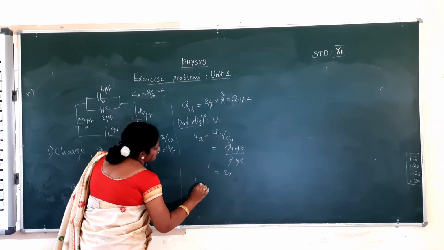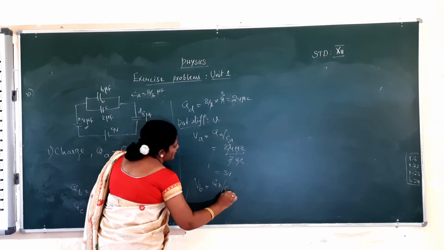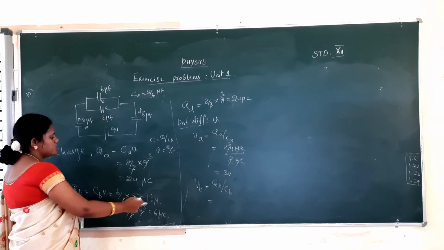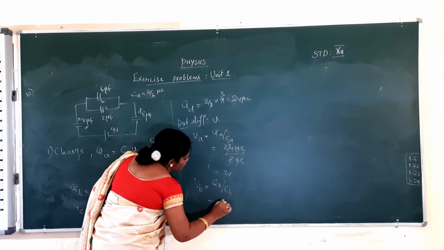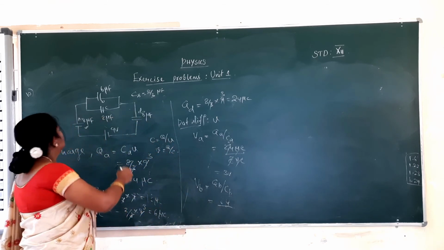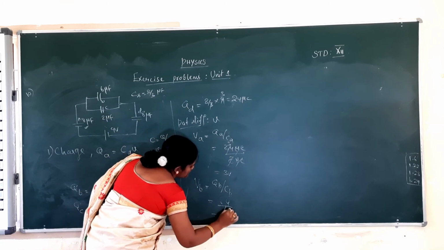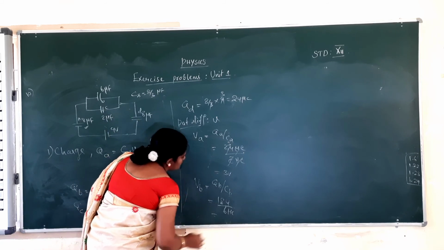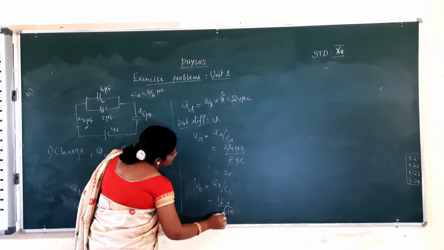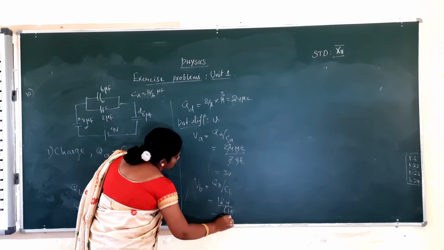Okay. Then VB. If you take VB, it is QB by CB. So what is QB? That is 18. So 18 microcoulomb by CB. CB is 6, so 6 microfarad. So 18 by 6 is 3 volt.